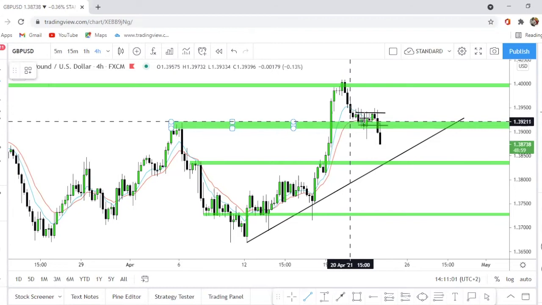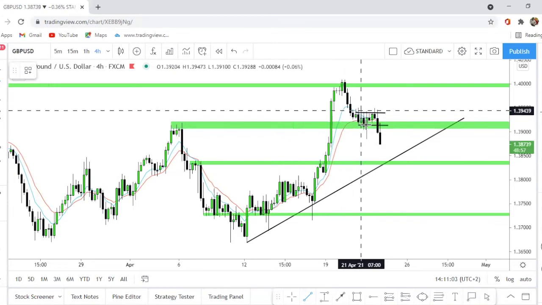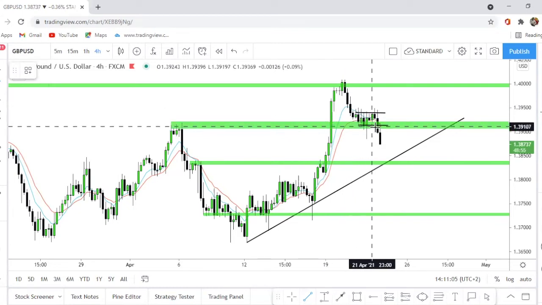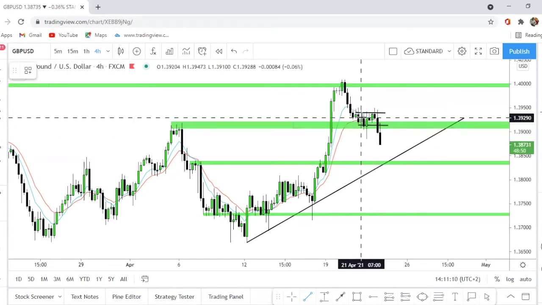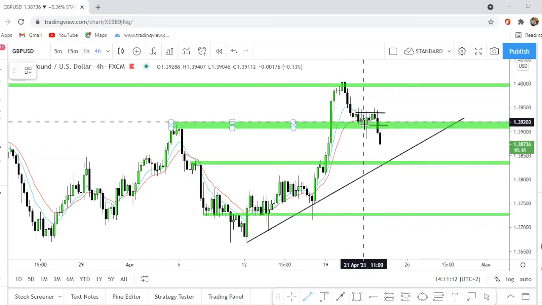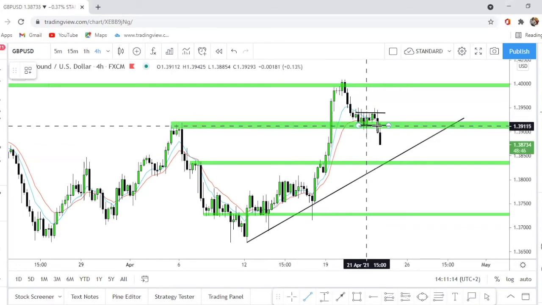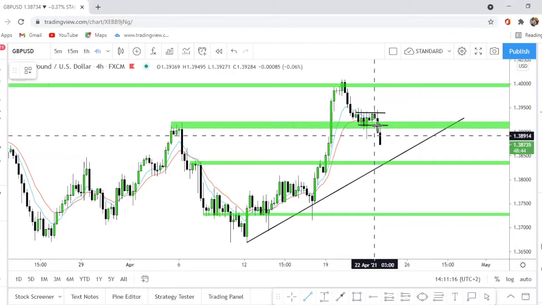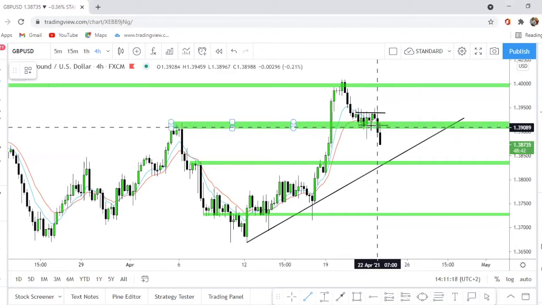I was analyzing this before jumping onto this video, and it does look like GU is weakening, or the GBP pairs are weakening. This was an area that I was looking to trade, but I didn't enter because I was trying to get this video ready.